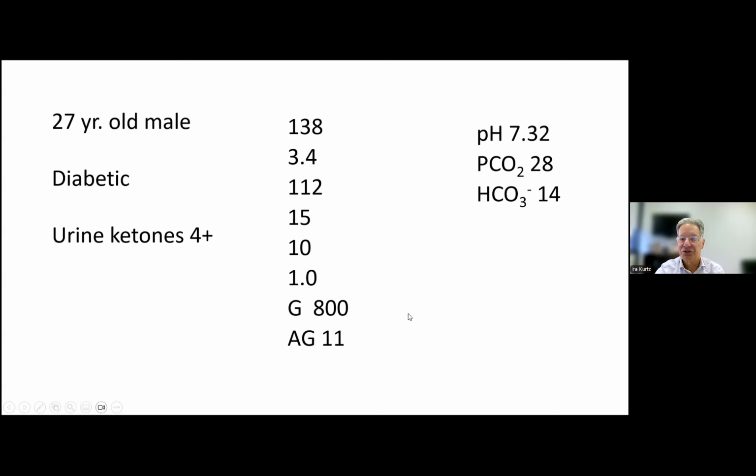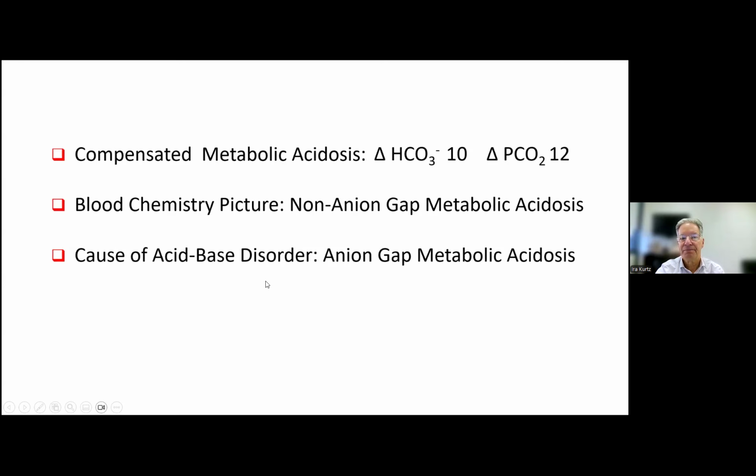metabolic acidosis. So, we have a glucose of 800 here, but it's interesting, the anion gap is 11. And that's surprising. If this is ketoacidosis, we'd expect the anion gap to be elevated. So we have what looks like diabetic ketoacidosis as a cause, but we have a non-anion gap blood chemistry picture. So the acid-base diagnosis, because of these deltas, is only compatible with a compensated metabolic acidosis.